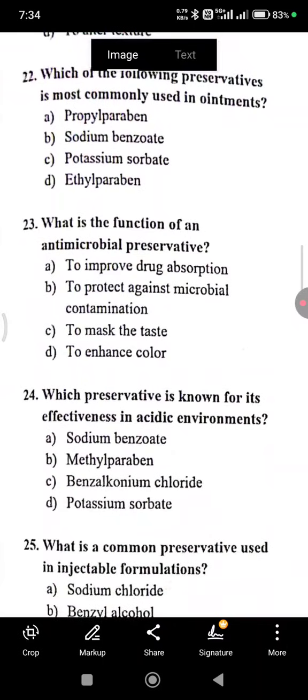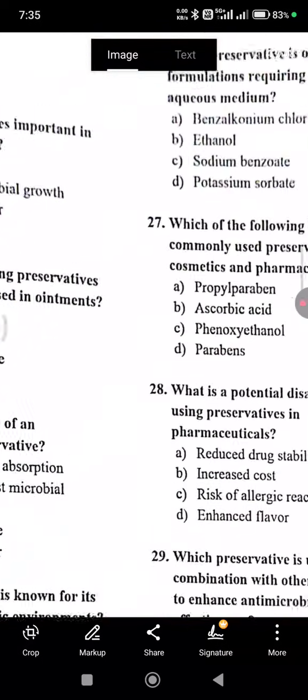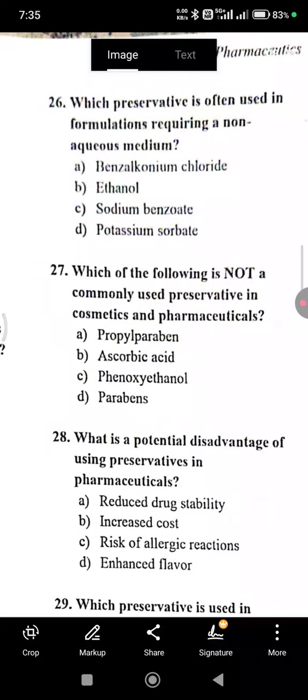Which preservative is known for its effectiveness in acidic environment? That is sodium benzoate. Which common preservative is used in injectable formulations? Benzyl alcohol. Which preservative is often used in formulations requiring a non-aqueous medium? Ethanol.